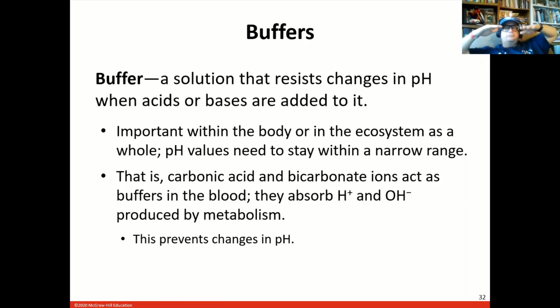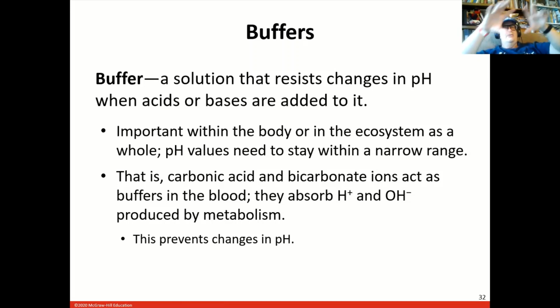Anyway, a buffer is something that keeps it in a certain range. And your blood actually has 4 buffering systems. The one we're going to talk about a lot is the bicarbonate buffering system, but there also is albumin, one of the main blood proteins. It works as a buffer too.